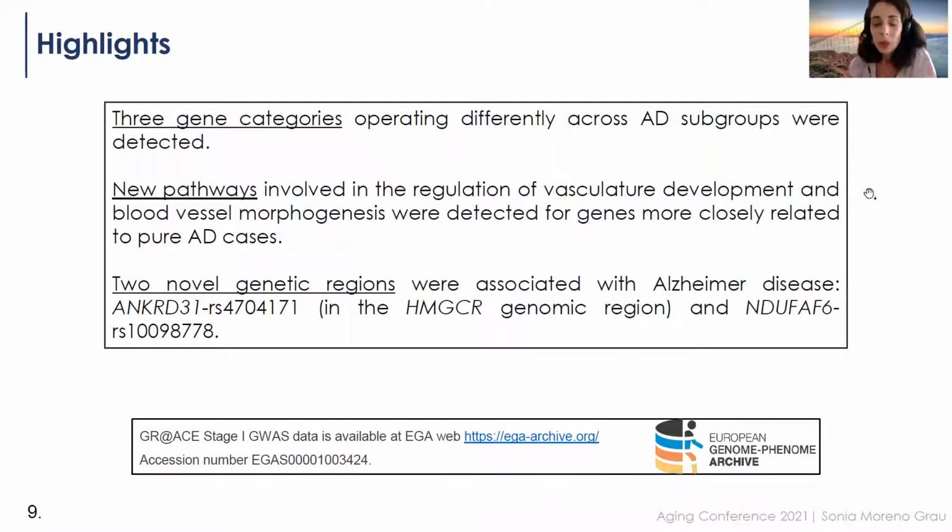Please let me remind you that all the genetic data that was generated during this study is available on the European Genome and Phenome Archive. This is the accession number, and you can go there and download all the genetic information.